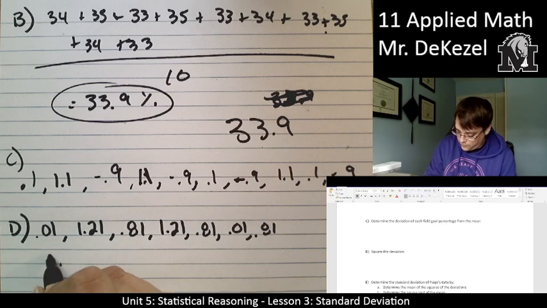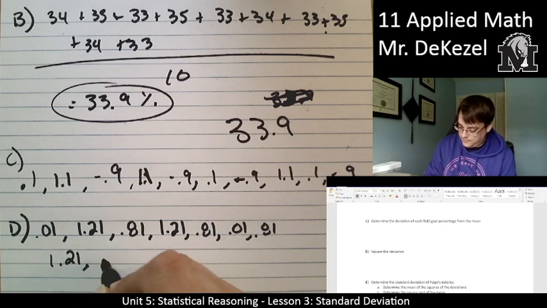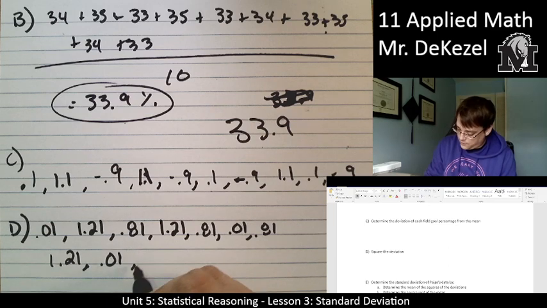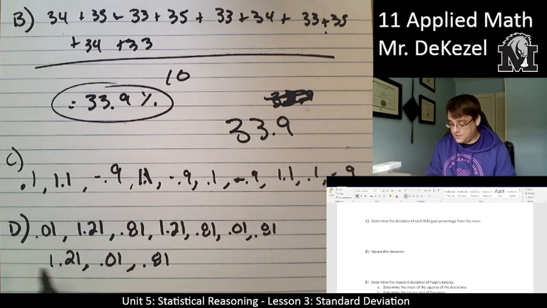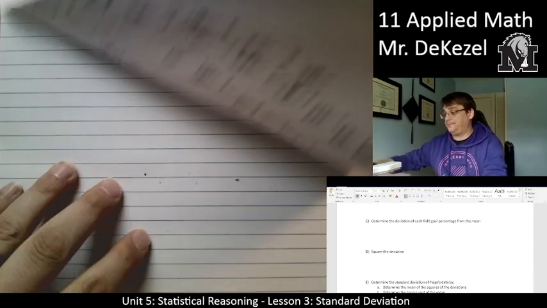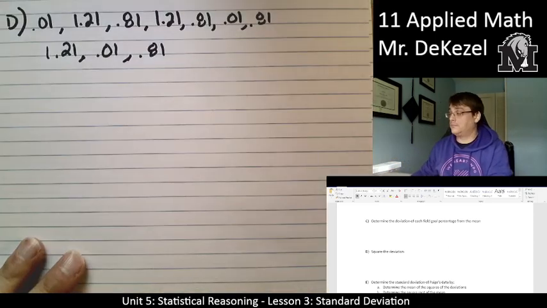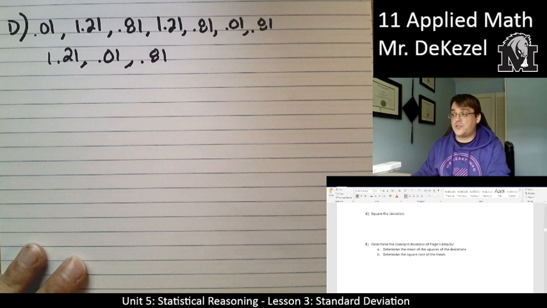Let's put down here 1.21. We have 0.01 and 0.81. So we have then squared all of these numbers to get the squares of the deviations. And the last little bit to do is to add them all together and get the average. So if we add all of these together, we would get... let's just rip this off and move this up. So we've squared the deviation.